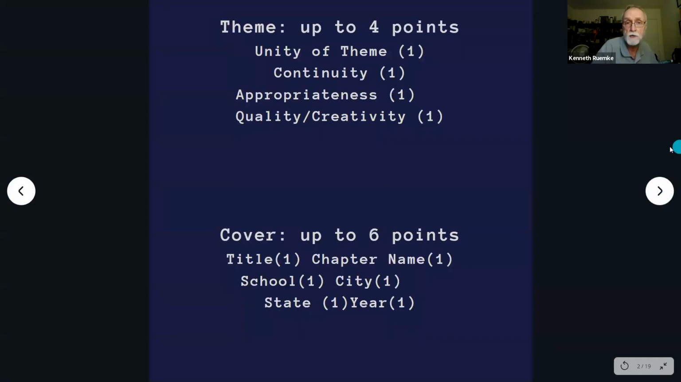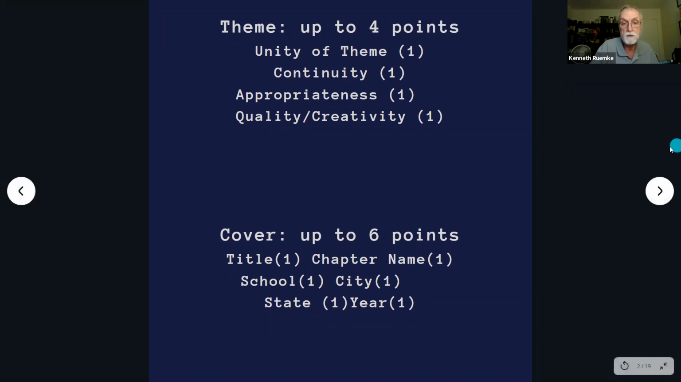So these are how your points work with your theme. That's why we're talking about unity, so that we can see that it's unified throughout your book. That will get you a point. That it's continual throughout the book is another point. That it's appropriate, and the creativeness in there, is another point. On your cover, you can get up to 6 points, and each one of those is what I was talking about: your title, your chapter name, your school, the city, the state, and the year.